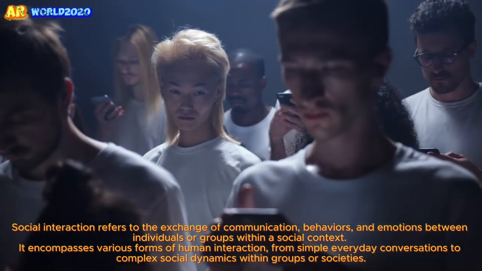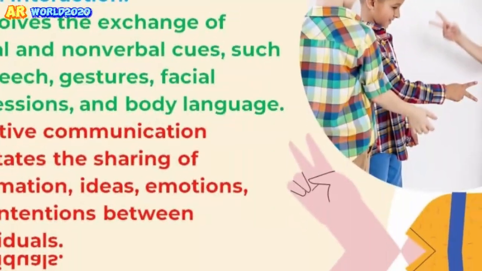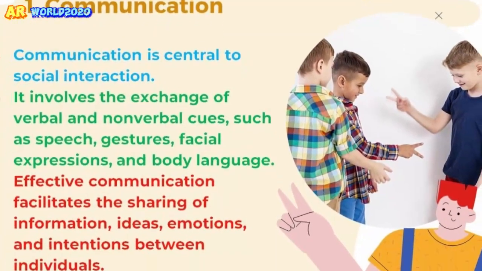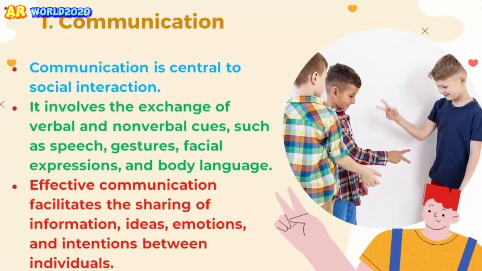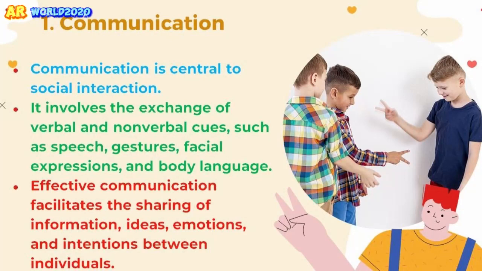Key aspects of social interaction include: 1. Communication. Communication is central to social interaction. It involves the exchange of verbal and nonverbal cues, such as speech, gestures, facial expressions, and body language. Effective communication facilitates the sharing of information, ideas, emotions, and intentions between individuals.